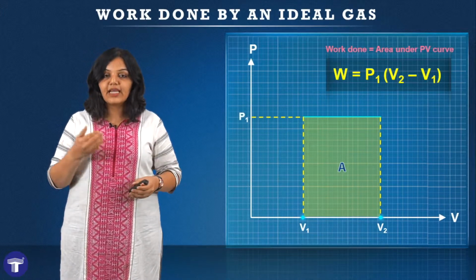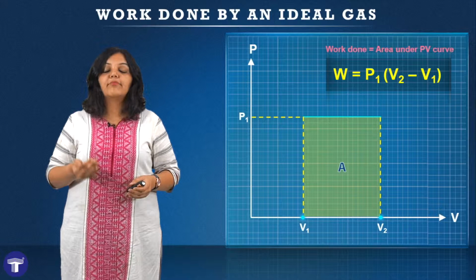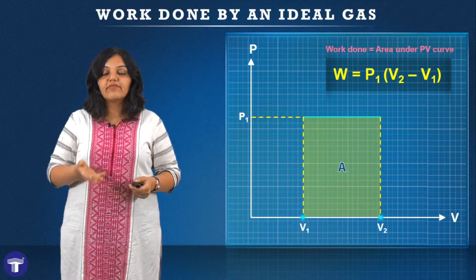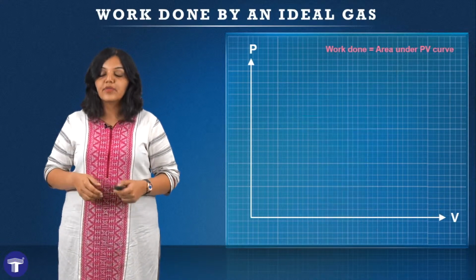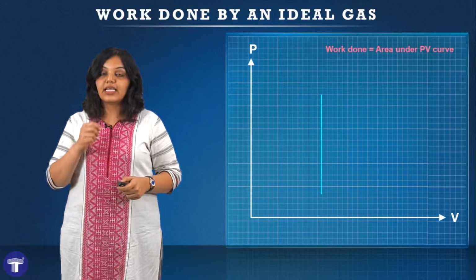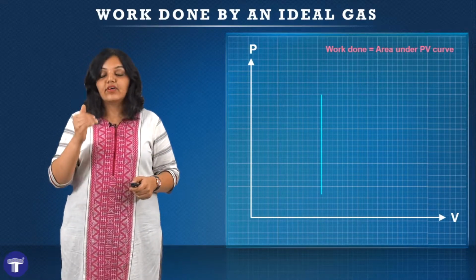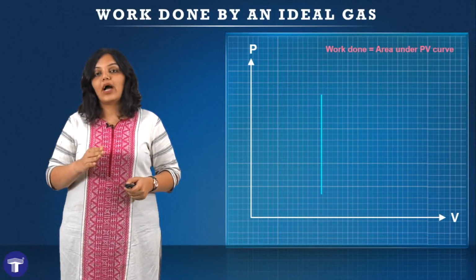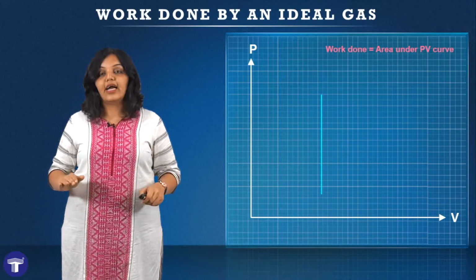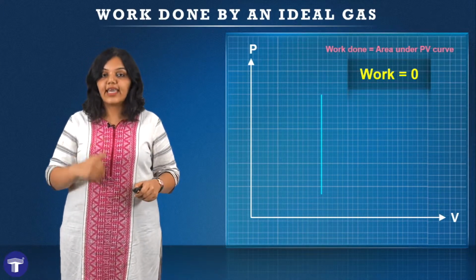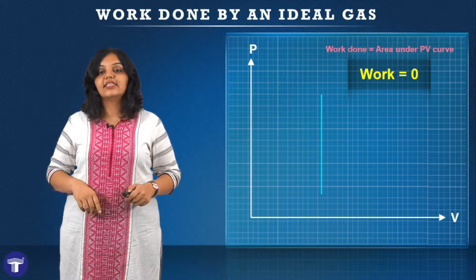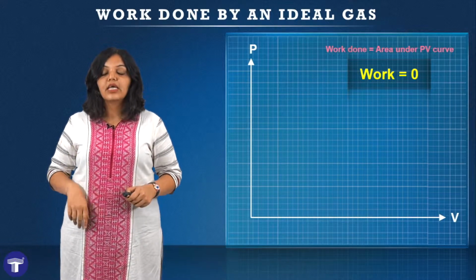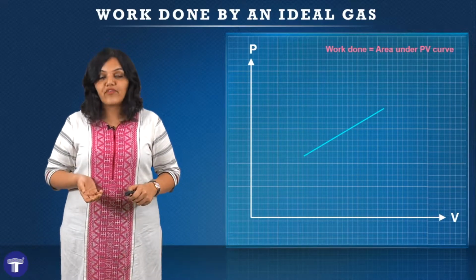And therefore the work done by this gas will be P1 multiplied by V2 minus V1, which is the area of this rectangle. What if I had a curve that looks something like this? In this case, where I have a straight line which is parallel to the y-axis, there is no area that is trapped between this curve and the x-axis, and therefore the work done in this case will come out to be 0. We can also take a look at a different kind of PV graph.